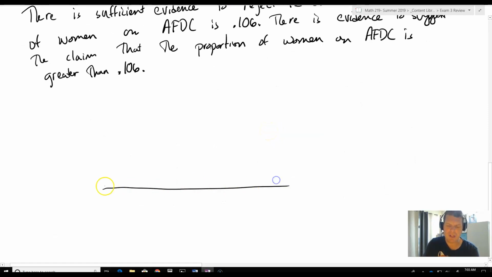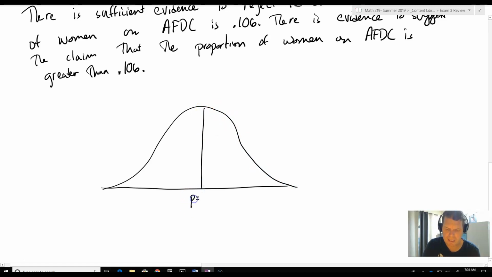So I've generated my distribution, and this one has p equals 0.106 at the middle. That's my null hypothesis, H naught, at the middle. My critical region is the size 0.05. That's how big the critical region is. So minimally, my actual statistic, my actual proportion, has to be less than that. It has to be less than 0.05, that probability. So I'm going to generate another distribution in order to see what that looks like.